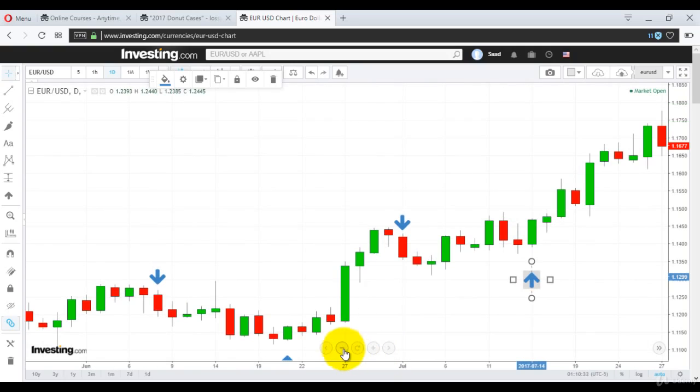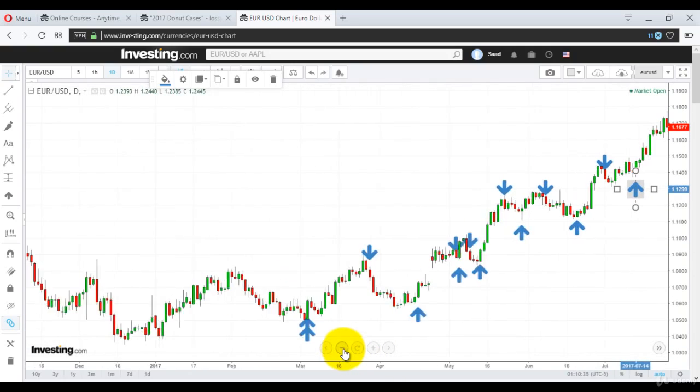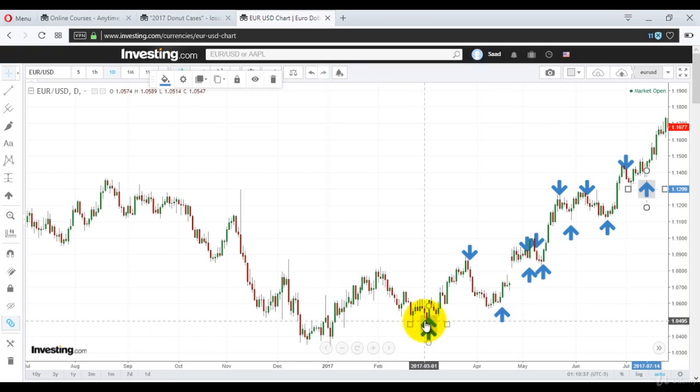Now, let me show you one more thing. Let's zoom out. We bought it here at 1.06. This is here at 1.1677. That's what? Sorry, that's 1000 pips. That's huge. You can see you were always making money.